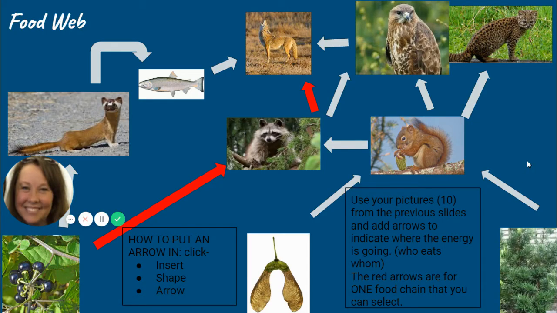You're going to use 10 pictures from the slides you just made with the producers, primary consumers, secondary consumers, etc. And you're going to just stick those pictures in of whoever eats what. So remember, the arrow always goes to the eater, where the energy is going. And then I just changed the color of these arrows to show one food chain. So from here to here to here is one food chain in this whole web.